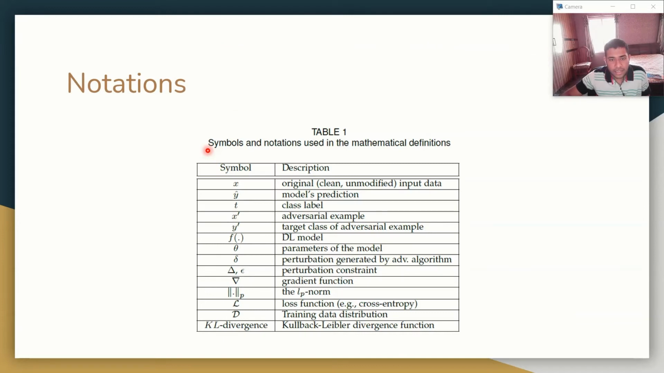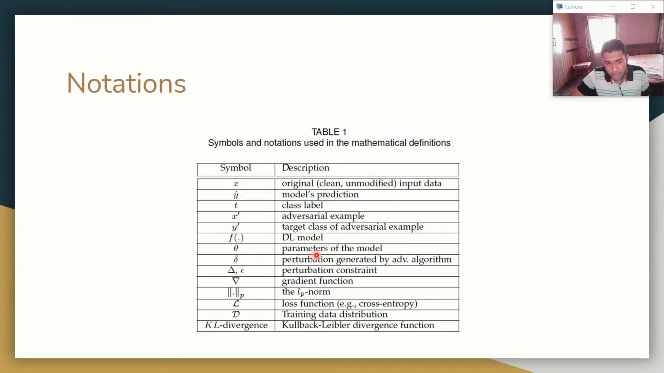So this is about the adversarial perturbations, and throughout this presentation we are going to use certain terminologies for referring to the images and in general other mathematical notations. So here we have shown that X is the original clean unmodified input data, Y cap is the model's prediction, T is the original class label, X dash is the adversarial example, which is the example created after adding some kind of perturbation to the original input X. Y dash is the target class of the adversarial example. So there are something called targeted attacks, wherein we can target the attacks to a particular class. So Y dash is that. F is the deep learning model itself.